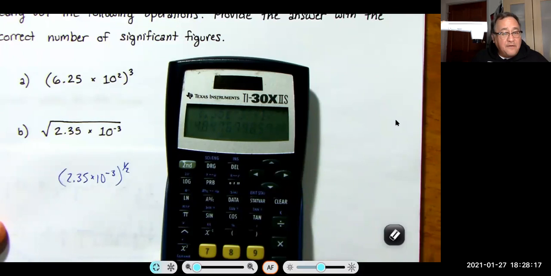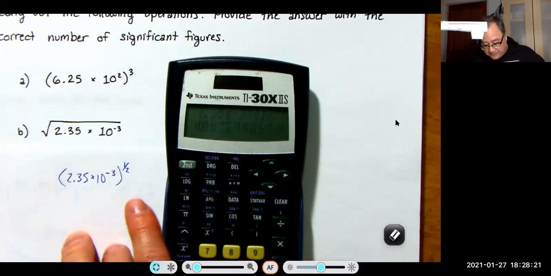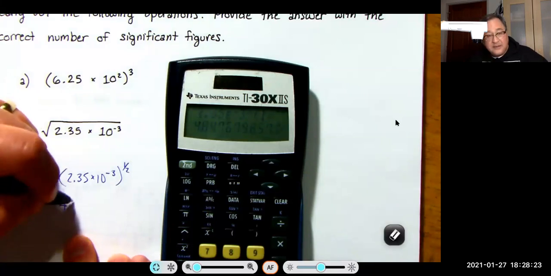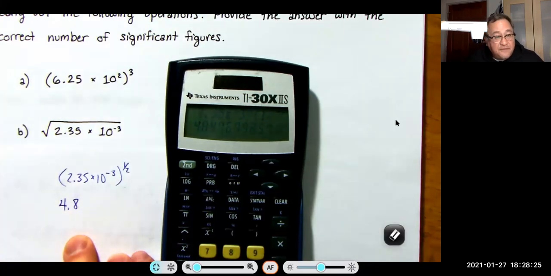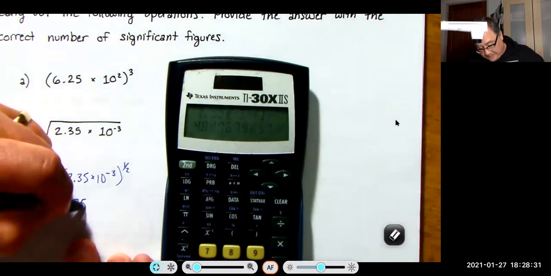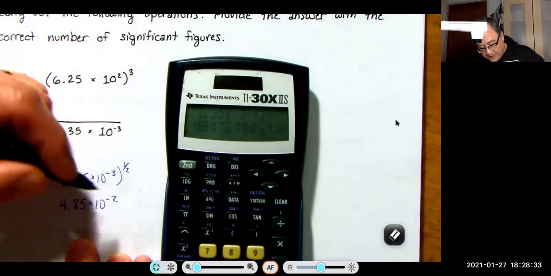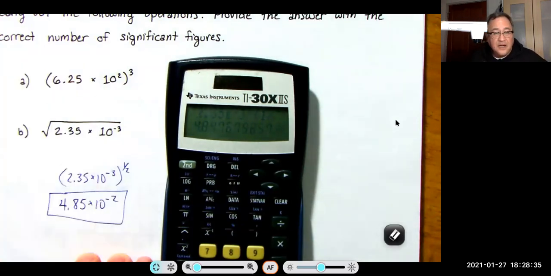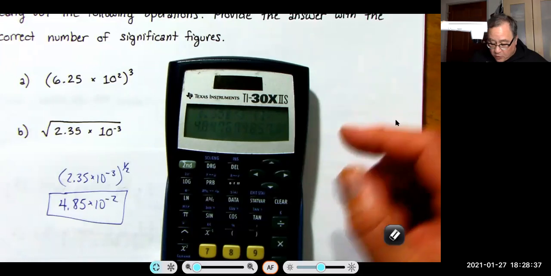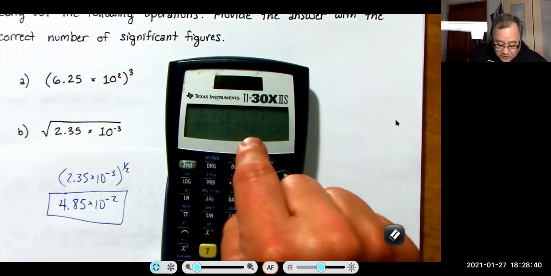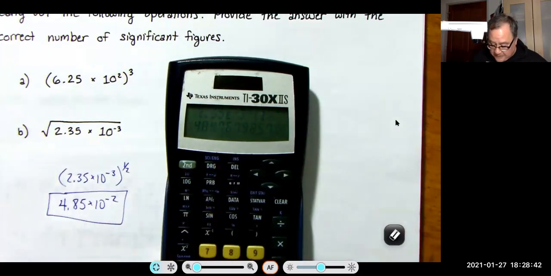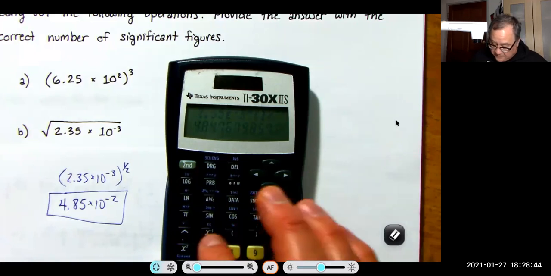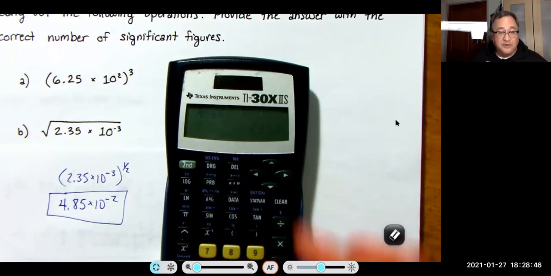And we get 4.84 times 10 to the minus 2. 3 significant figures. And actually, we want to round the 4 to a 5 because it says 4.847. So there's the answer for that one. And the way to check the answer is to square this. If we square this, we should get what's underneath. And when I hit the square button, you can see I get the 2.35 again.